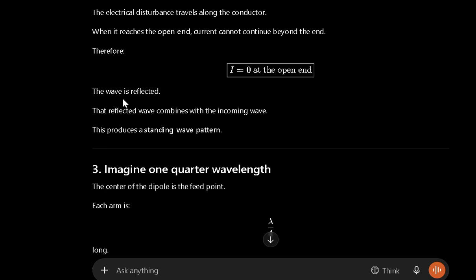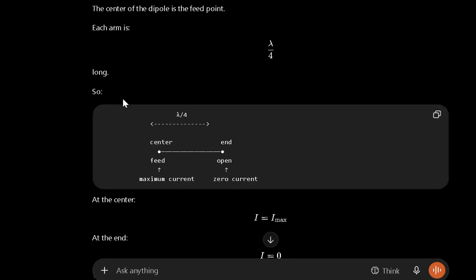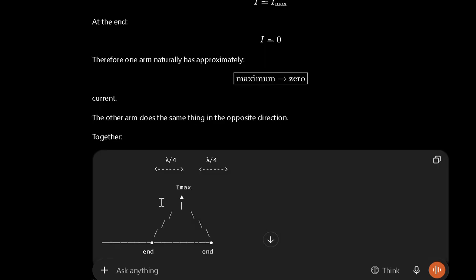Imagine the center is the feed point. Each arm is lambda by 4 long. So this side is lambda by 4, and this side to the open end is lambda by 4. From the center to the open end, this length is lambda by 4. At the center, I equals maximum; at the end, I equals 0. Therefore, one arm naturally has approximately maximum current at the center, and the other arm does the same thing in the opposite direction.